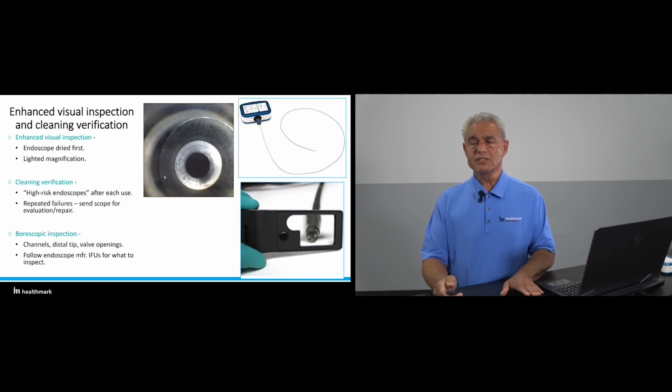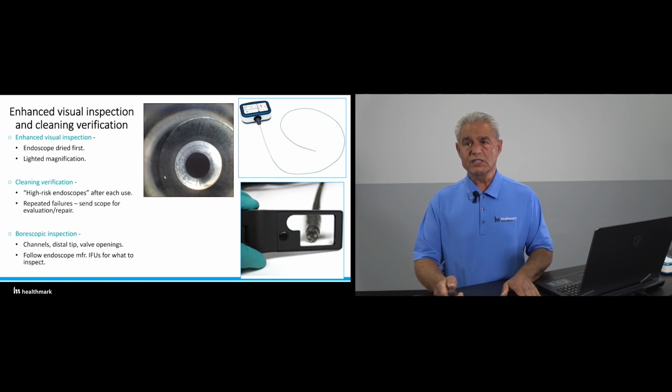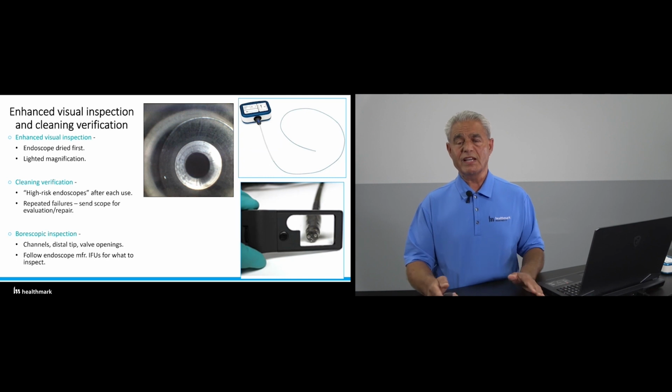Some of the items it talks about, since it's relevant to this presentation, are enhanced visual inspection and cleaning verification. Part of the enhanced visual inspection is that you need to dry the scope first. I'm going to show you with the AI that when you have fluid in it, it's going to skew some of the items inside it. And obviously, looking with lighted magnification. Cleaning verification is talked about in this document: for the high-risk endoscope, after each use, you need to look for issues and whether it needs to be sent for repair or evaluation. That's part of this document, as part of the cleaning verification. And it talks about borescopic inspection, where you need to check channels, distal tip, and valve opening, and in general, you need to follow the endoscope manufacturer's IFU for what to inspect.